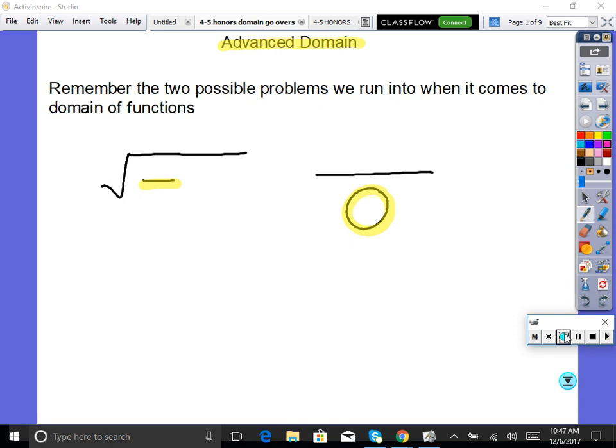Over it again. Okay, here we go. Listen. So when dealing with domain, different teachers teach it differently. Here's what I found to be the easiest, just looking at it algebraically and looking for problems.